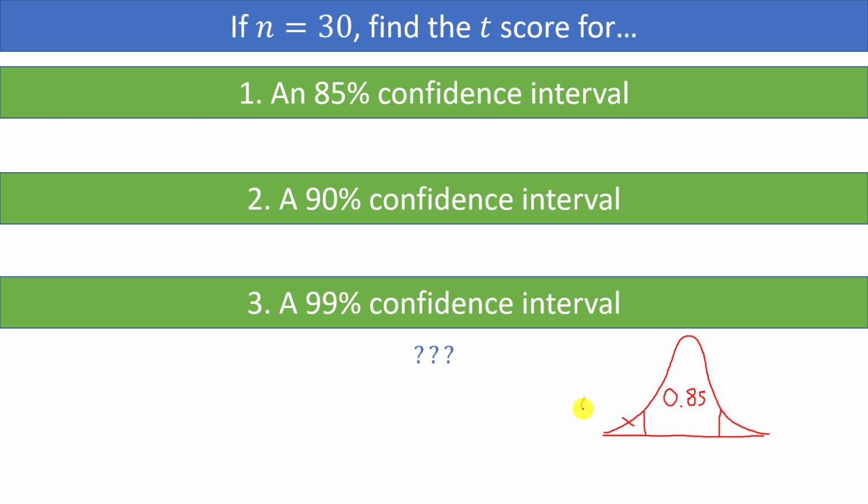So each tail is 0.075. And that would also apply to this other tail, so that the entire area under the distribution is equal to 1 or 100%. Now the t-score that we're trying to find is the t-score on the right-hand tail.